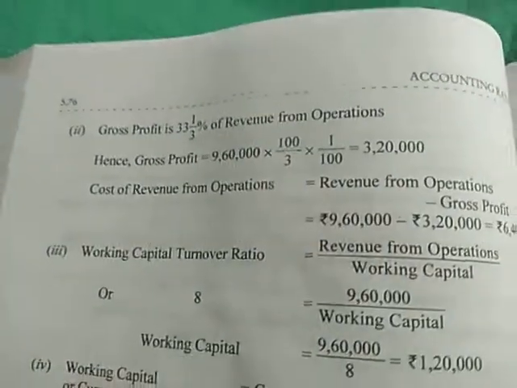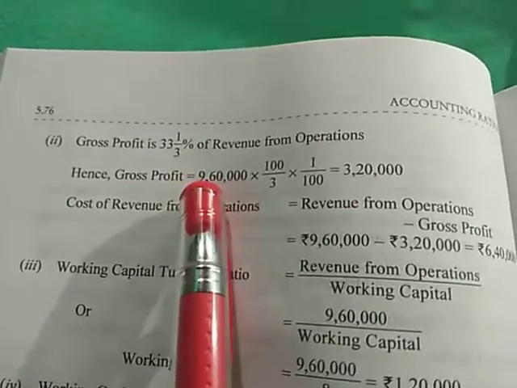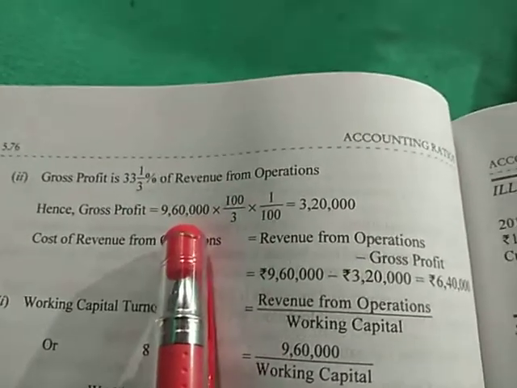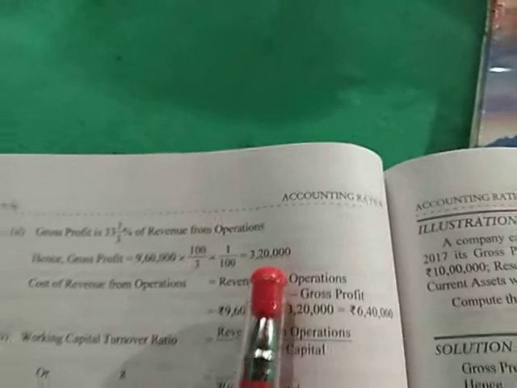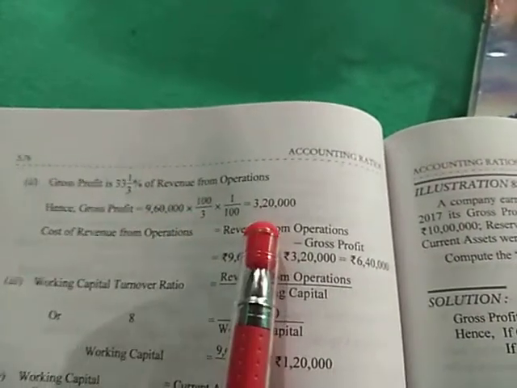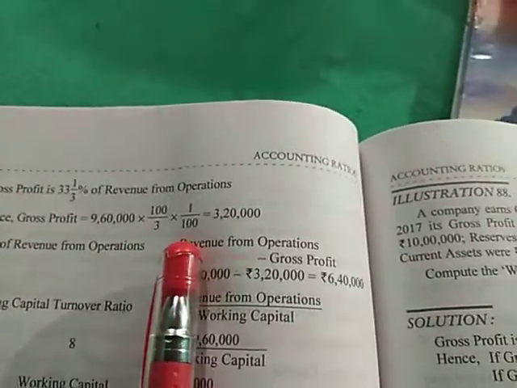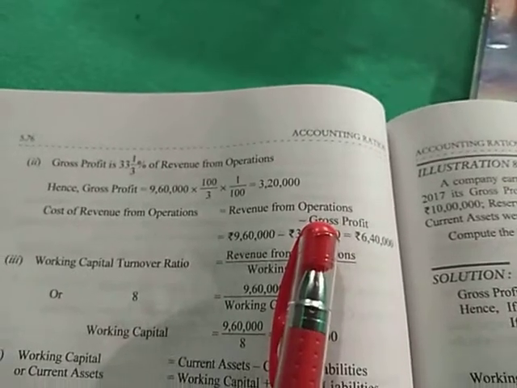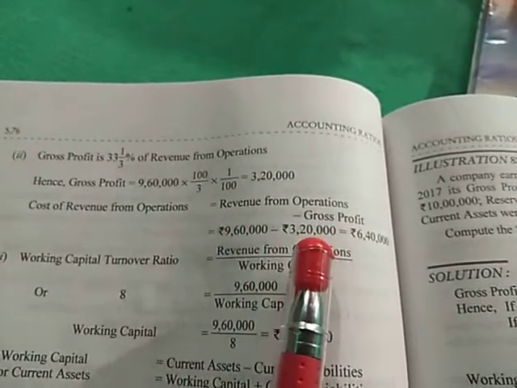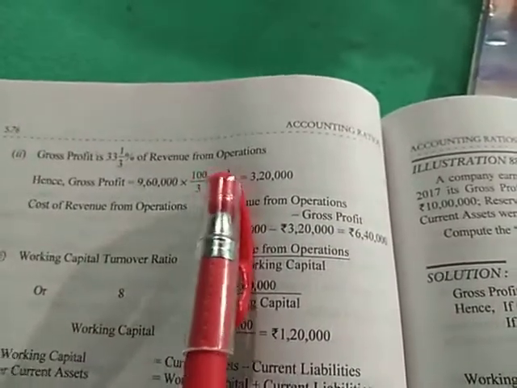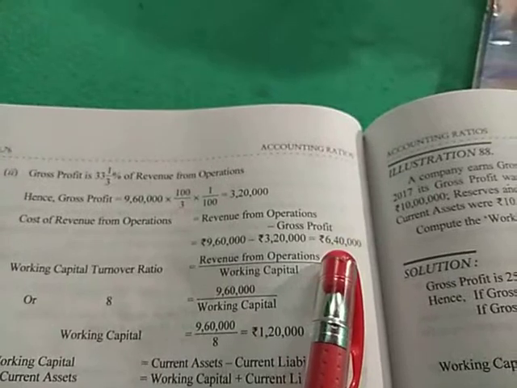Next, gross profit is 33 1/3% of revenue from operations. Therefore, gross profit will be 9,60,000, that is revenue from operations, into 100 by 3, that is 33 1/3 percent, that is 3,20,000. So the gross profit you got is rupees 3,20,000. Now cost of revenue from operations, or COGS, cost of goods sold, is revenue from operations, that is sales, minus gross profit. So 9,60,000 is the revenue from operations, and the gross profit is 3,20,000 that we have calculated just now. When you subtract this, you will get the cost of revenue from operations, or the cost of goods sold, that is rupees 6,40,000.